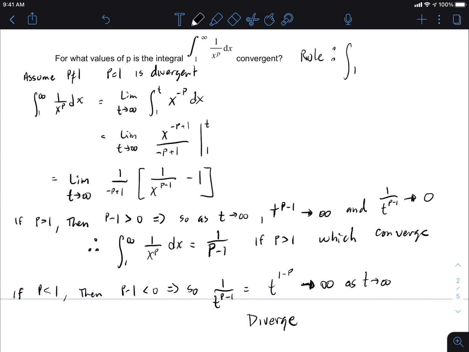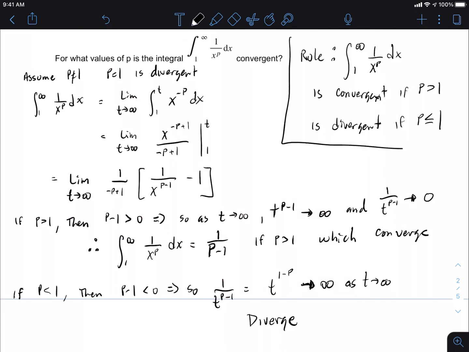The integral from 1 to infinity of 1 over x to the p dx is convergent if p is greater than 1. It is divergent if p is less than or equal to 1. This is a rule you should know.